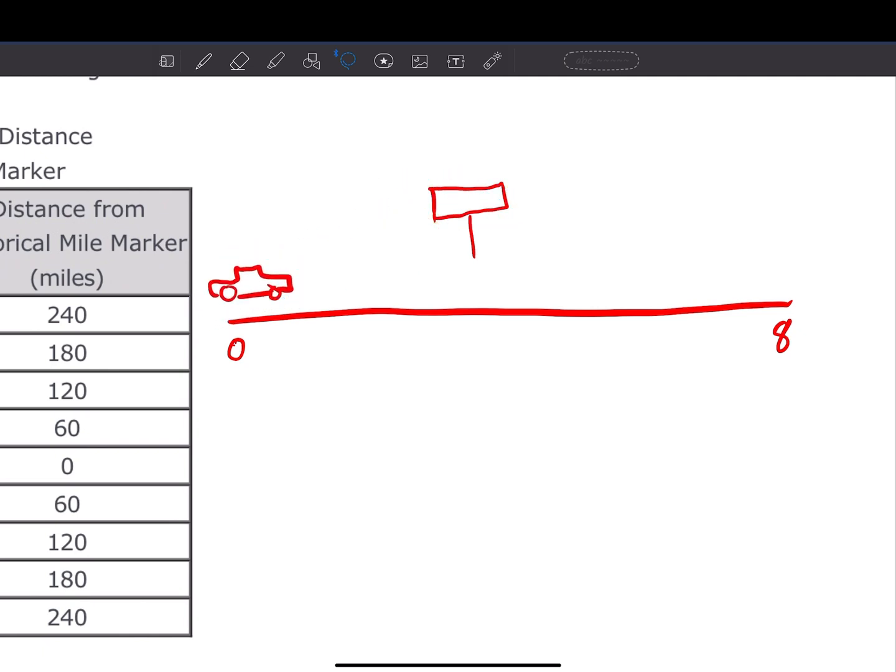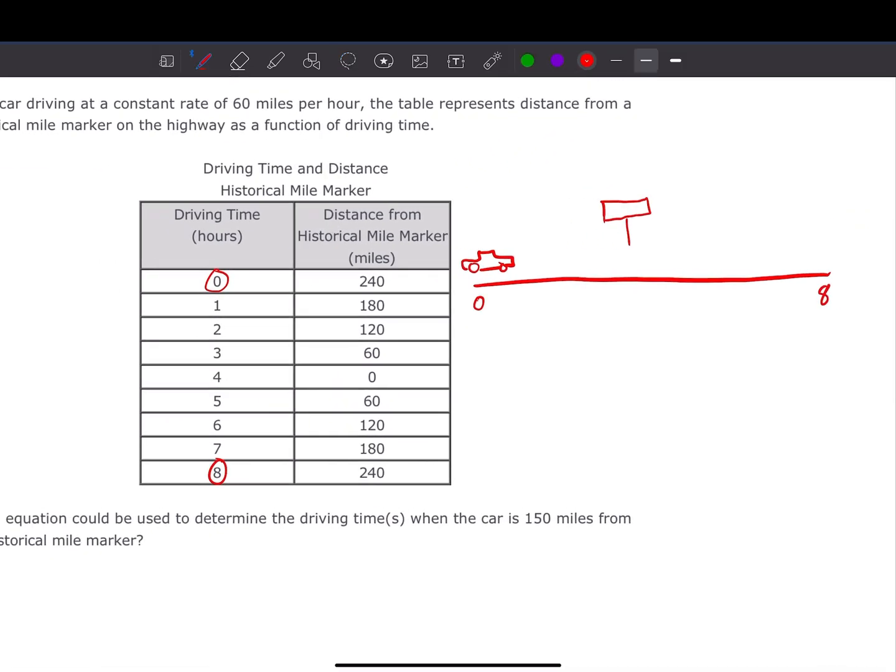So what does that look like? At 0 hours, we are 240 miles away. So this is hours, and this is miles. So 0 hours, we're at 240. At 8 hours, we're also at 240. What happens at 1? So let's see if I could split this up. 4 is the middle, right? Right between 0 and 4, or 0 and 8.